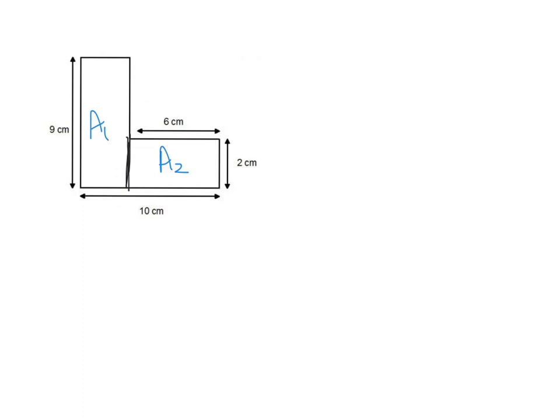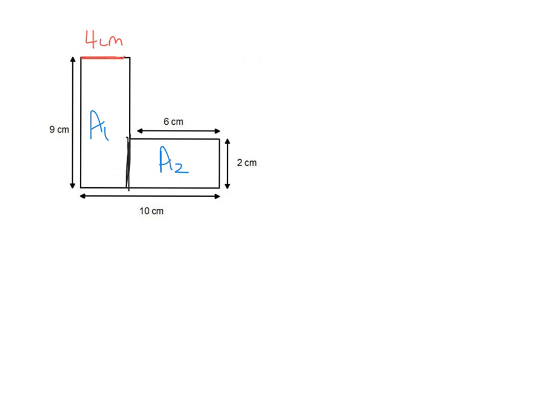I then see, are there any sides that I need to know? And yes, there are. I need to know this side here so I can calculate the area of that rectangle. And I can find that length, because this is 10 here, and this is 6 here. So this line here is going to be the difference between 10 and 6. The difference, we mean subtraction. 10 minus 6 gives me 4, so I can write here 4 centimeters. Now I know the width of that rectangle, and I'll be able to solve it.